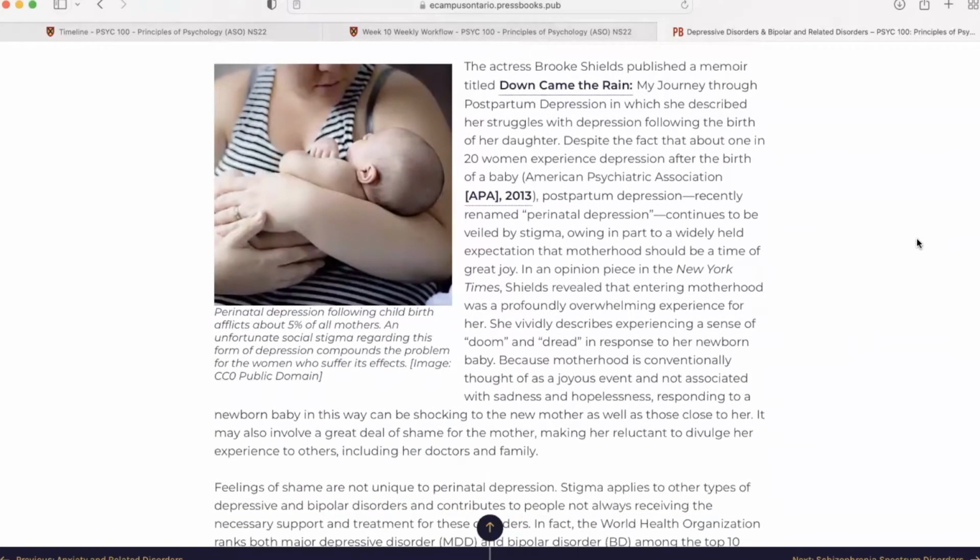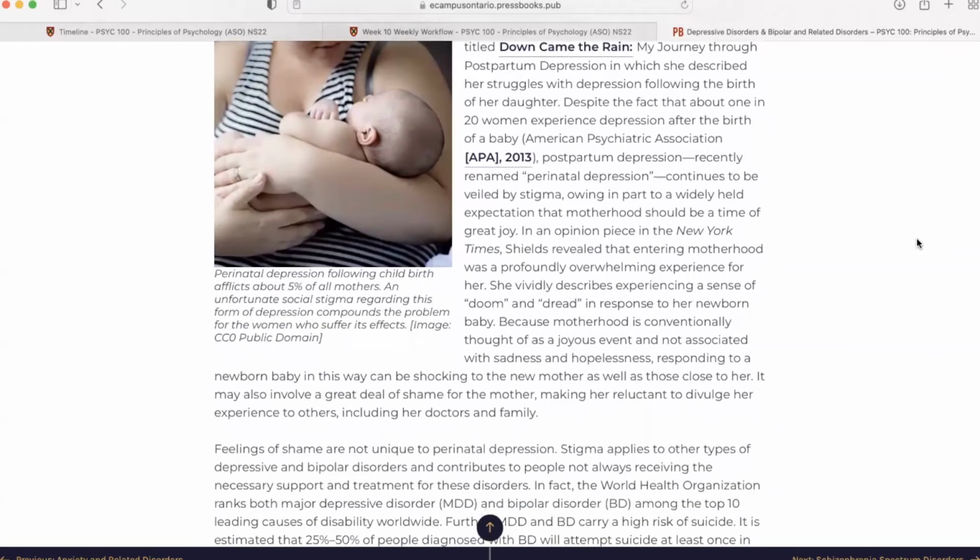The actress Brooke Shields published a memoir titled Down Came the Rain, My Journey Through Postpartum Depression, in which she described her struggles with depression following the birth of her daughter. Despite the fact that about 1 in 20 women experience depression after the birth of a baby, postpartum depression, recently renamed perinatal depression, continues to be veiled by stigma, owing in part to a widely held expectation that motherhood should be a time of great joy.